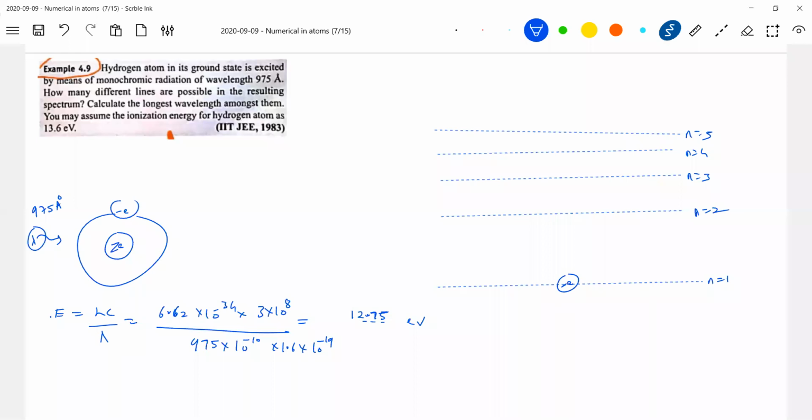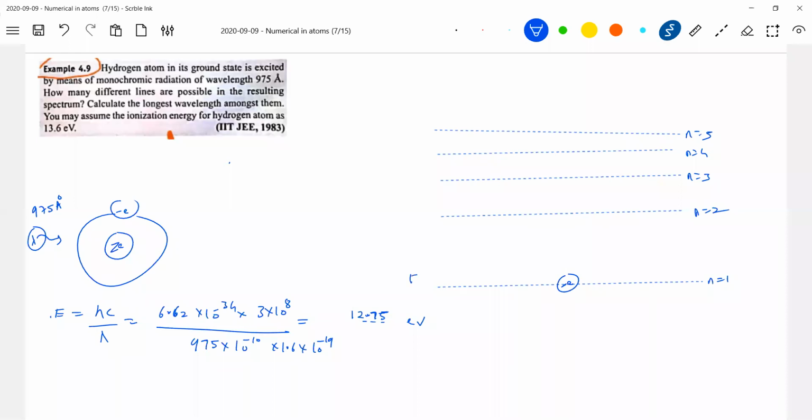Check, if you take 12,300, you will get a different answer. Intentionally it is asked here. If they mention some hc value, whatever values he mentioned, you substitute. If it doesn't mention, you should substitute the original values of h and c and work it out here.